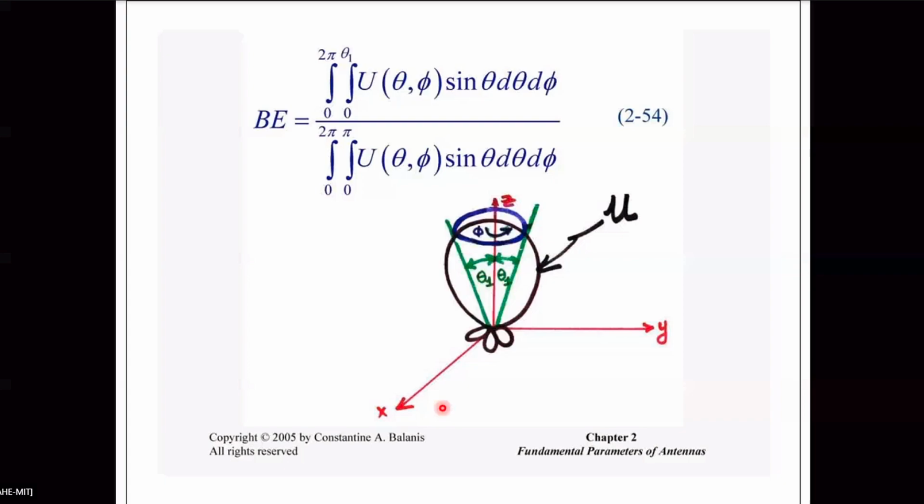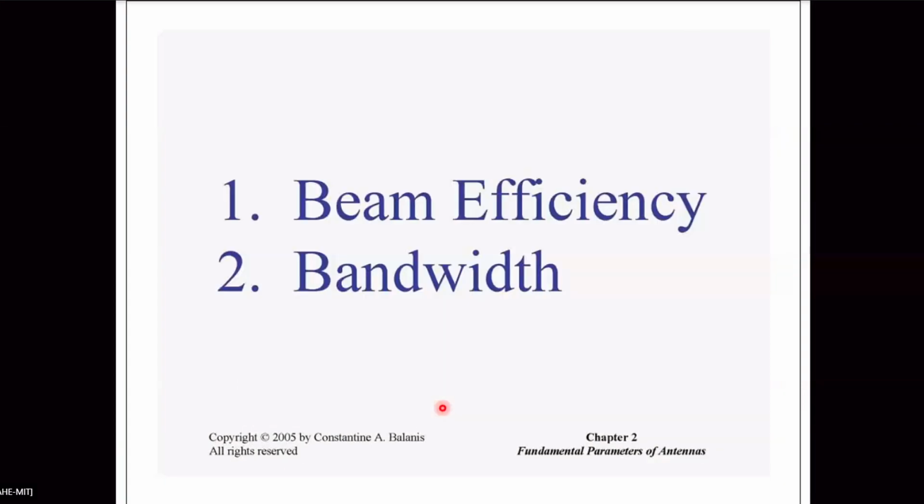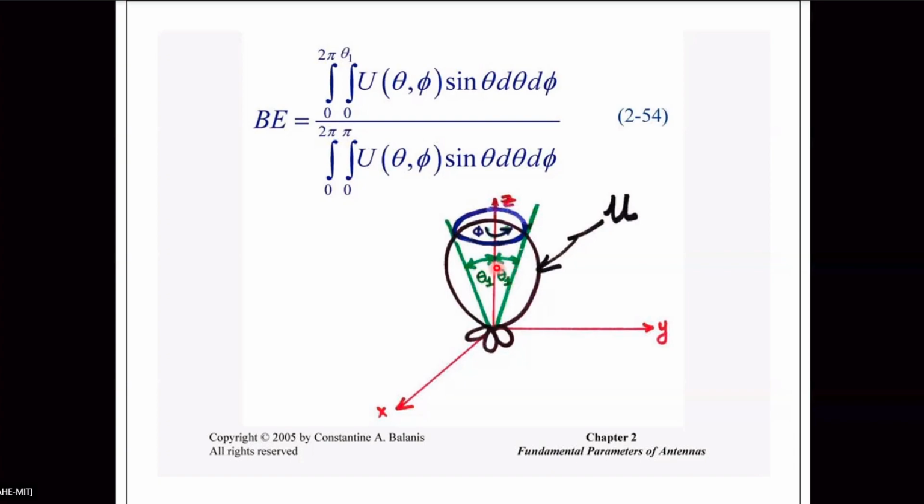Okay, beam efficiency, this is something different. Okay, sorry. So you have this radiation pattern. He has taken a cone of angle theta 1, on either side, theta 1. Okay, this is a cone. He wants to find out the fraction of the total power within this cone.